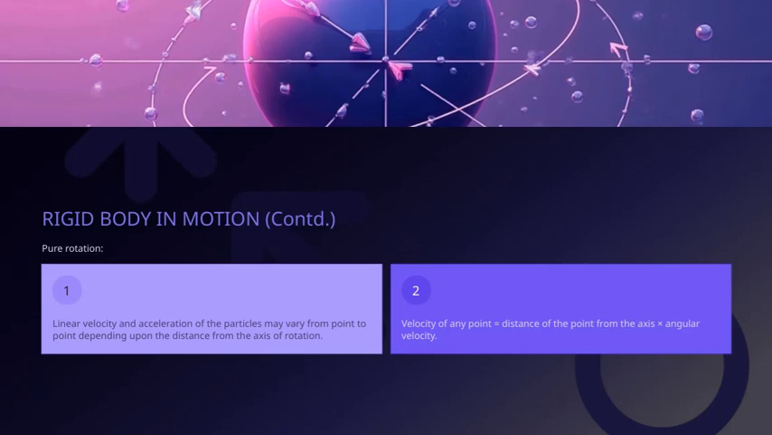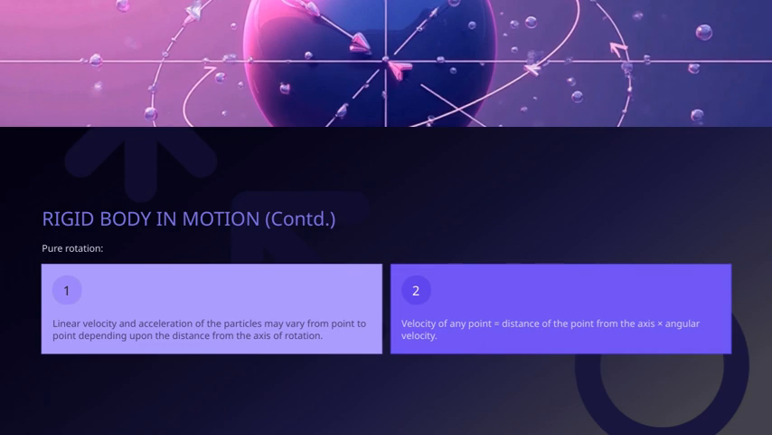Now, let's look at how the velocity of any point on a rotating body is determined. The key idea here is that the velocity of a point depends on two factors: the distance of that point from the axis of rotation and the angular velocity of the body. In simple terms, if you imagine a point farther from the axis, it will move faster than one closer in, assuming the same angular velocity.